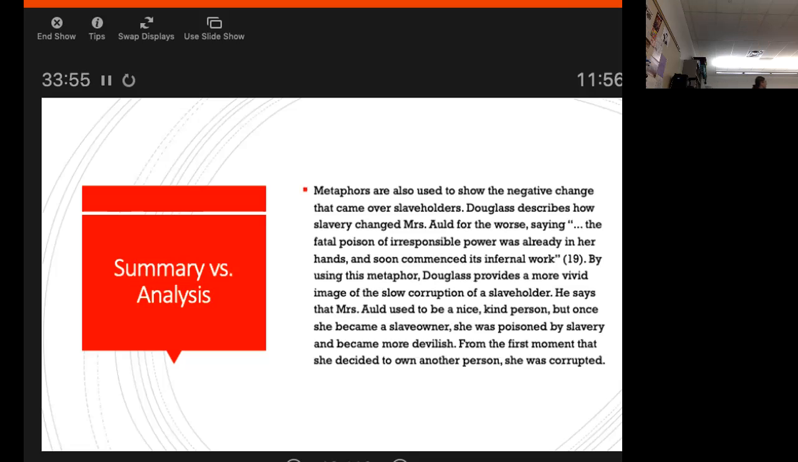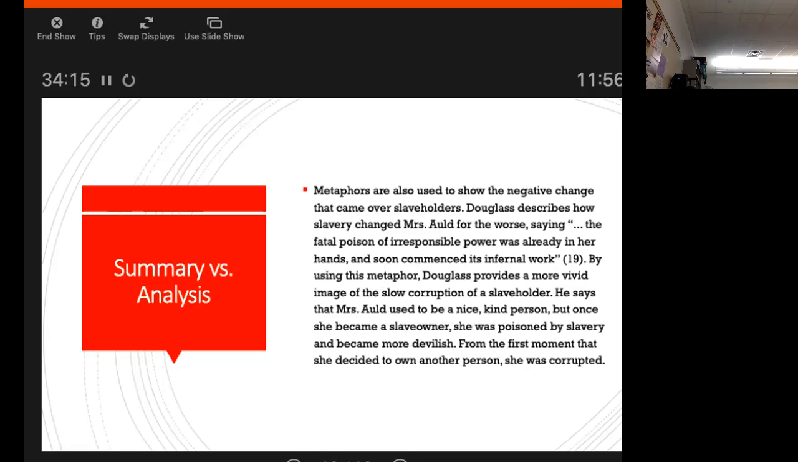So this is the same one. Metaphors are used to show the negative change that came over slaveholders. Douglass describes how slavery changed this soul for the worse, saying, "fatal poison of irresponsible power was already in her hands and soon commenced its infernal work." By using this metaphor, Douglass provides a more vivid image of the slow corruption of the slaveholder.